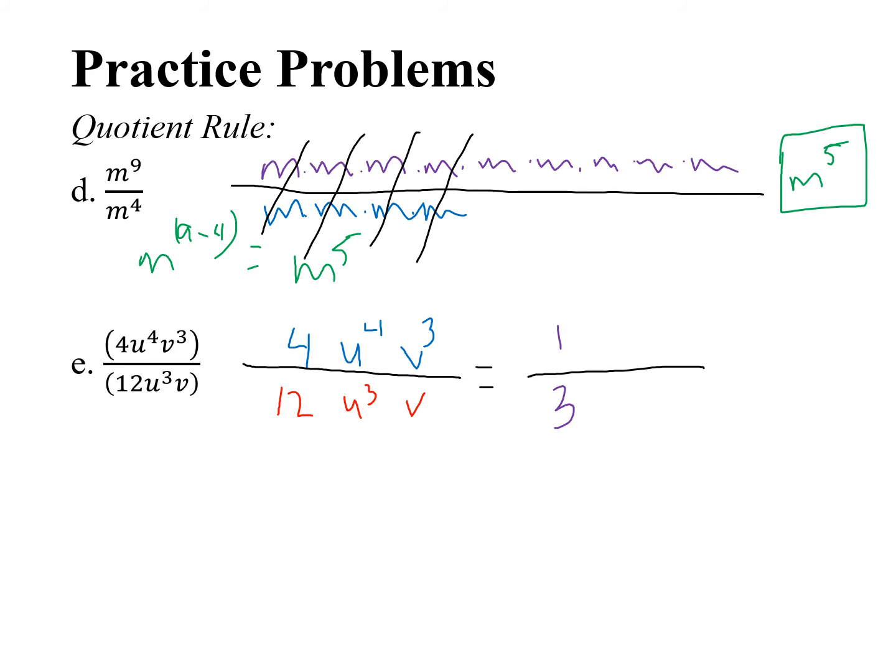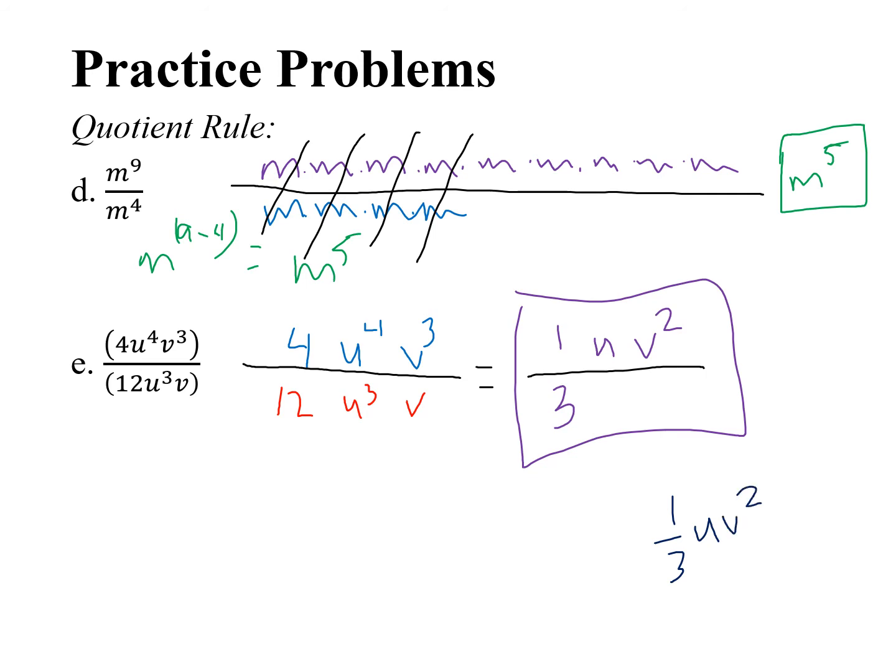U to the 4th divided by u to the 3rd, well, that leaves me with just u in the numerator. V to the 3rd divided by v, well, that leaves me with v to the power of 3 minus 1, which is v squared. Ooh, my pen changed colors there. Let's go back. We're using purple. V squared. My final answer would be 1/3 u v squared. And I could write this out as 1/3 u v squared, or I can leave it as the larger fraction bar.